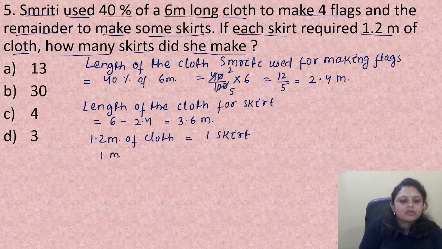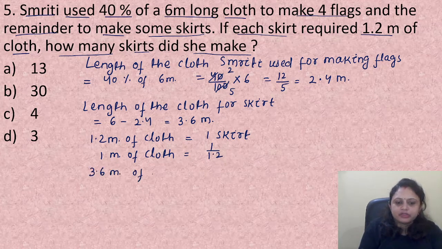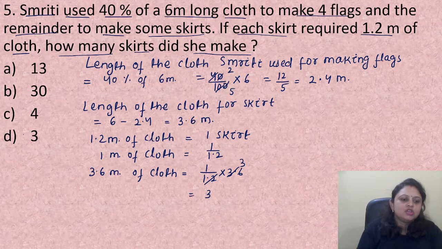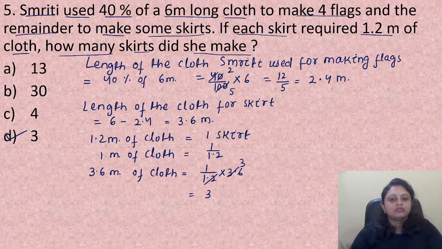So 1 meter of cloth will be used for preparing 1 by 1.2 of a skirt. So we have 3.6 meter of cloth left, right? So 3.6 meter of cloth, that will be 1 by 1.2 into 3.6. Okay. So the answer is 3. So the correct answer is option D, that is 3. So Smriti made 3 skirts out of the remaining cloth, right?